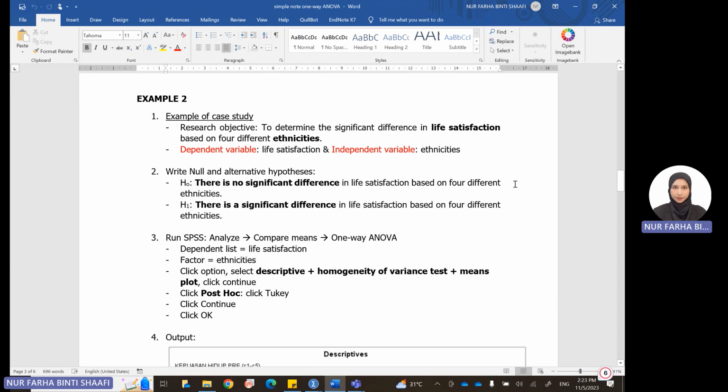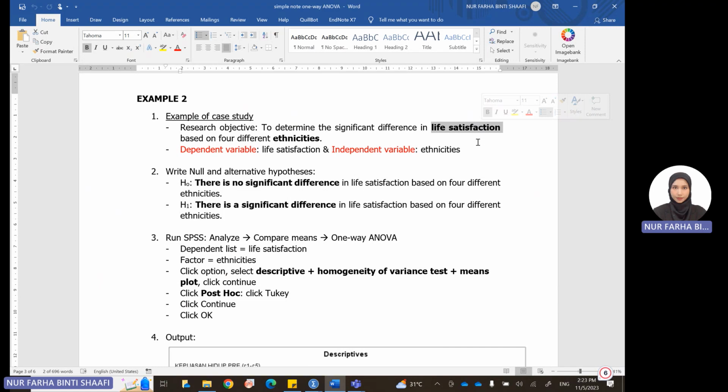So example 2, you have your case study. Your research objective is the same. If you see, it is the same thing. But the difference is life satisfaction. Your dependent variable just now was level of happiness. Now it is life satisfaction.